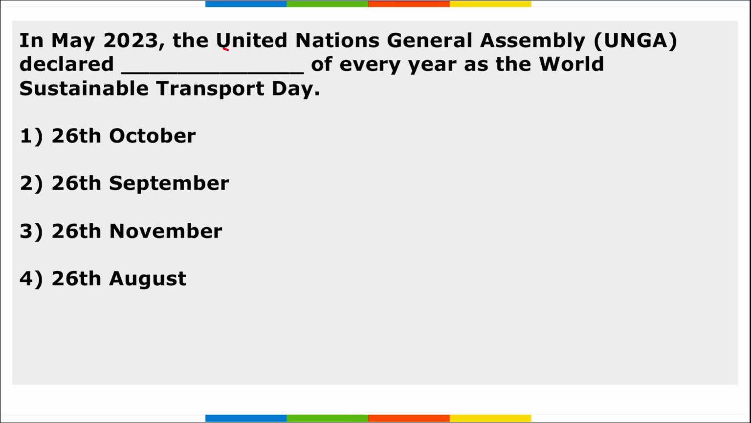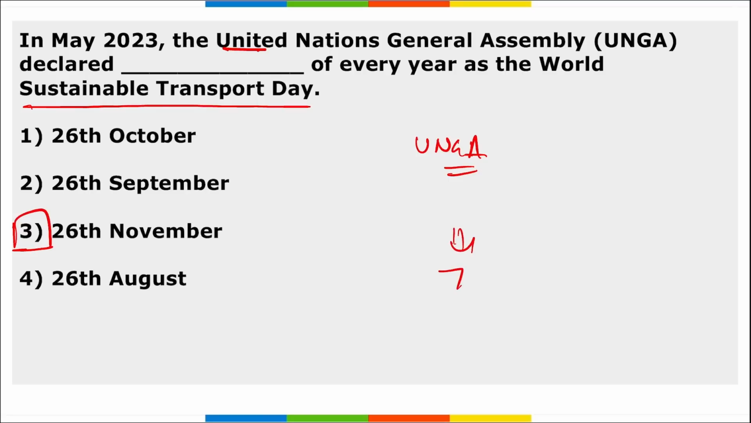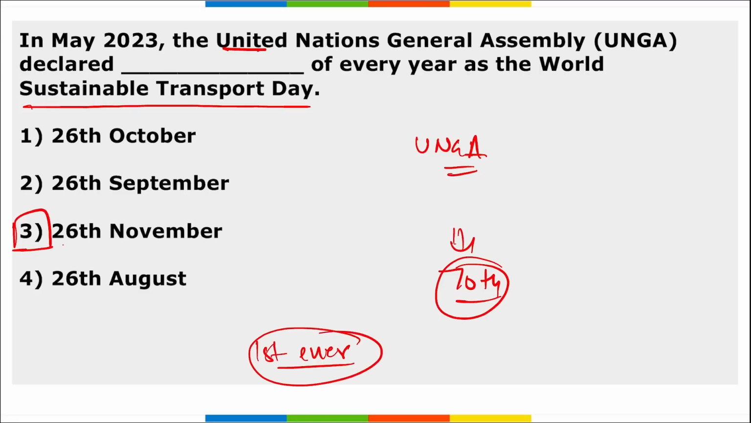Next, the United Nations General Assembly (UNGA) declared a day as the World Sustainable Transport Day. So remember, 26th of November has been declared as the World Sustainable Transport Day. Correct? And remember, this was during the 70th plenary meeting of the 77th session of the United Nations General Assembly. So we can say the first ever World Sustainable Transport Day will be observed on 26th of November in 2023, or the inaugural edition will be in 2023.